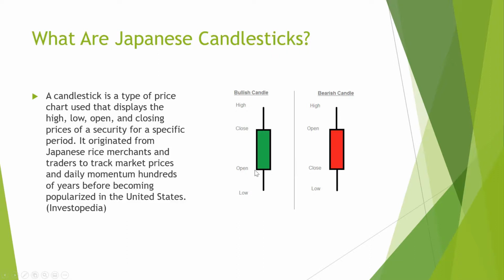Now, how to read them. Like I said, this is the body of the candle. So the rectangle right here that is filled in, same with the bearish candle, the rectangle that is filled in, this whole part is called the body of the candle.